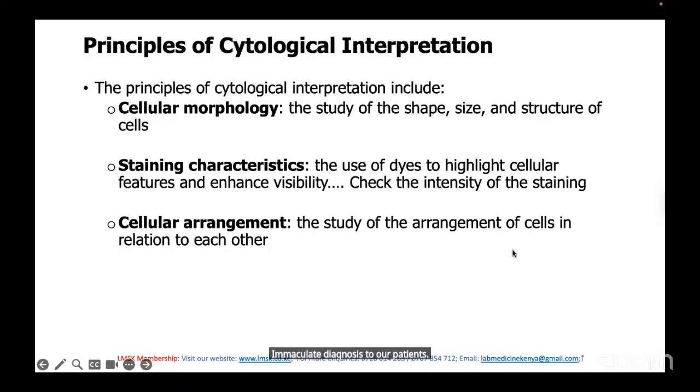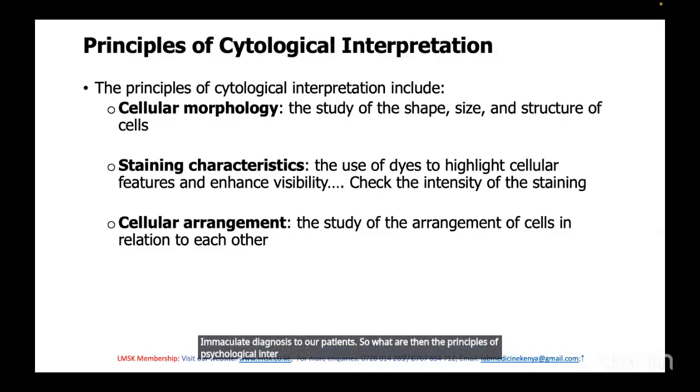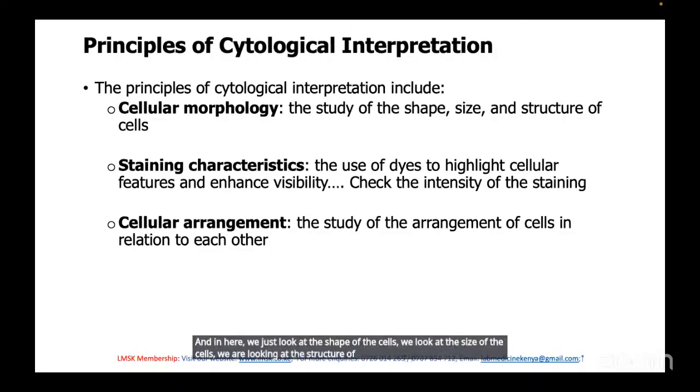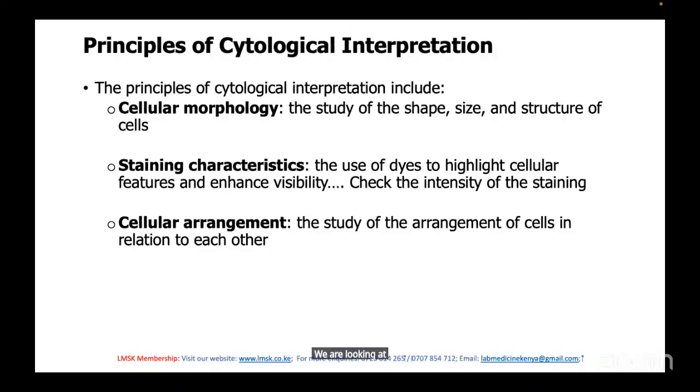So what are the principles of cytological interpretation? How do we come up with our reports? The principles include the following: we look at the cellular morphology, and here we look at the shape of the cells, the size of the cells, the structure of the cells, and the staining characteristics. Is this cell hyperchromatic? Is it hypochromatic? And if it's hyperchromatic, and we've done the correct staining procedure, then there is something amiss.